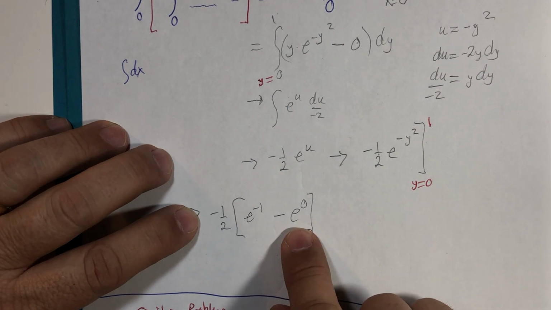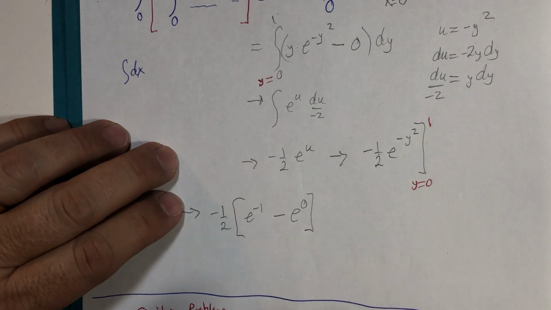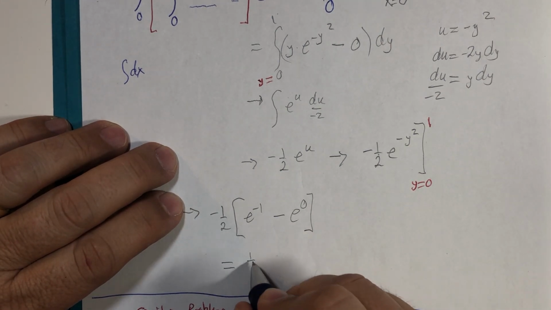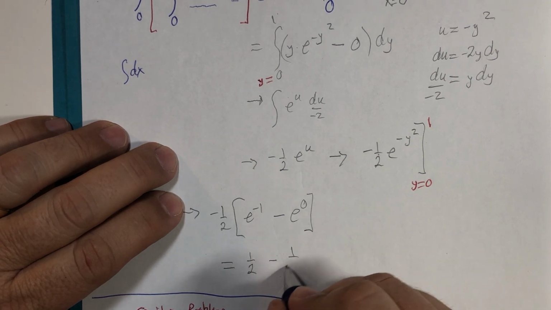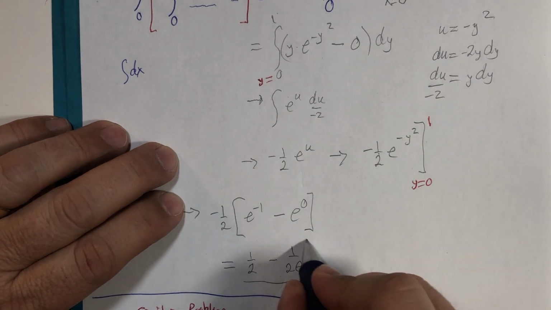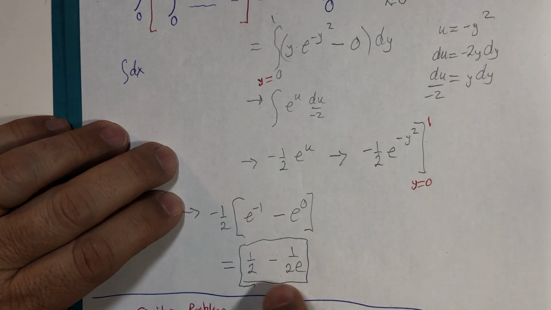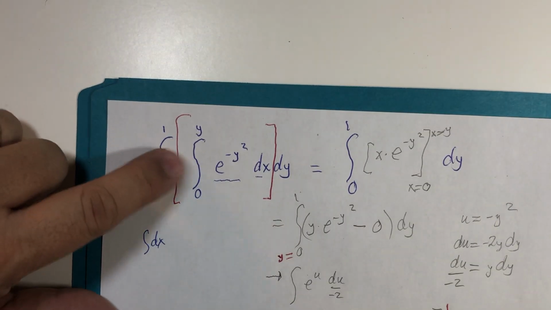E to the 0 is positive 1. This is 1 over e. If I distribute the minus sign, I will get 1/2 minus 1 over 2e. Or you could leave the 1/2 factored out. 1/2 is bigger than this, so you should get a positive value of something that might be considered volume in this case.